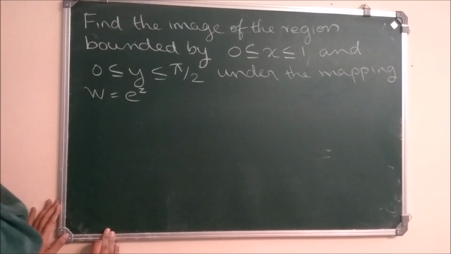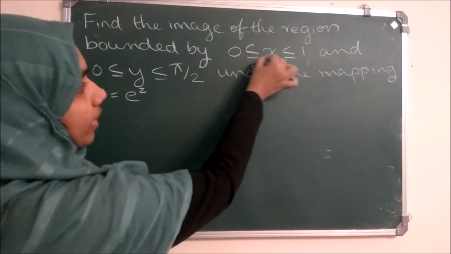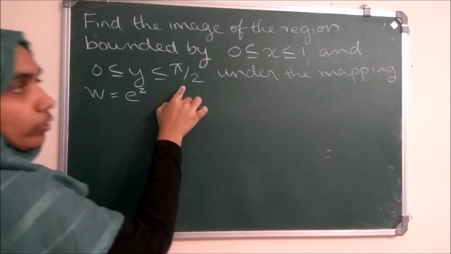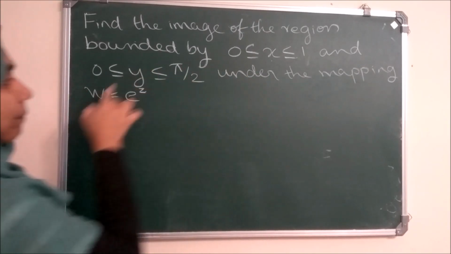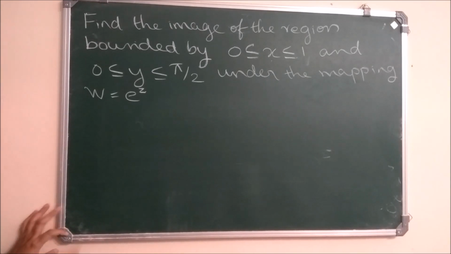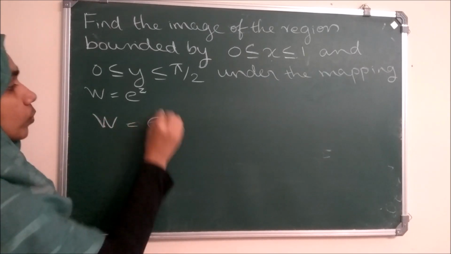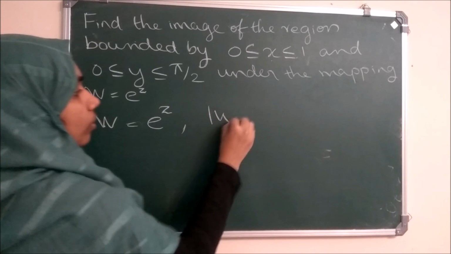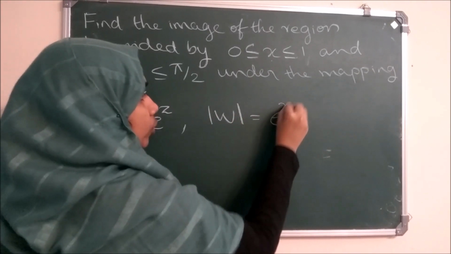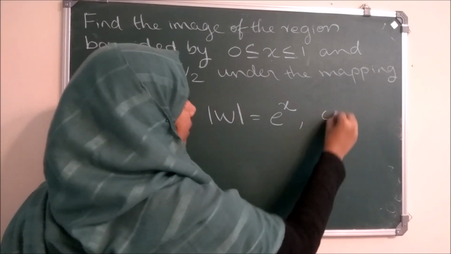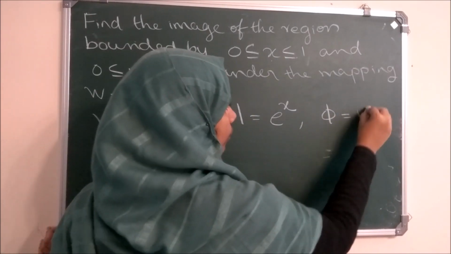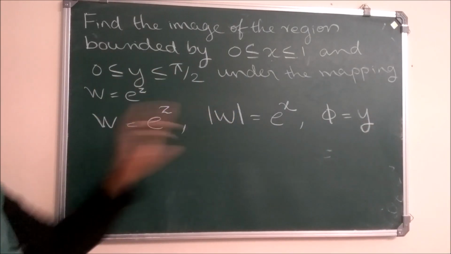Now we can solve a problem using this. Find the image of the region bounded by 0 less than or equal to x less than or equal to 1 and 0 less than or equal to y less than or equal to pi by 2 under the mapping w is equal to e raised to z. So we know that under the mapping w is equal to e raised to z, the modulus of w is equal to e raised to x and the argument phi of w is equal to y. We have already proved this.